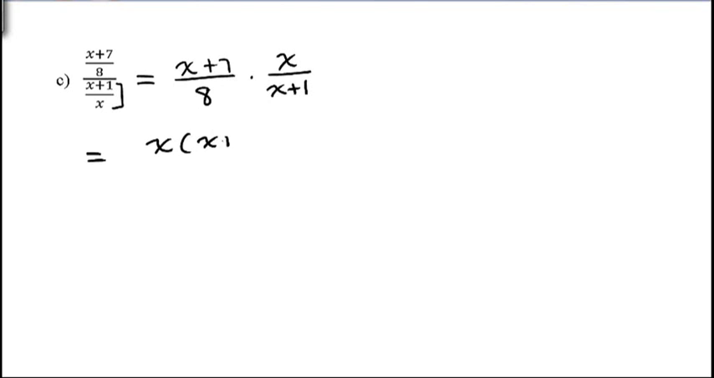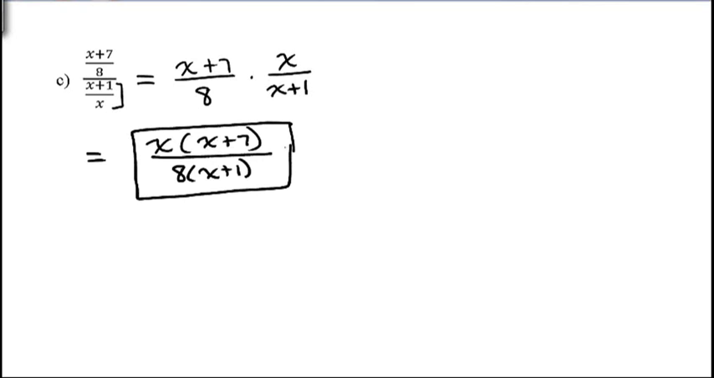x times x plus 7 over 8 times x plus 1. And you can leave your answer factored like that. There's no need to go any further with that.